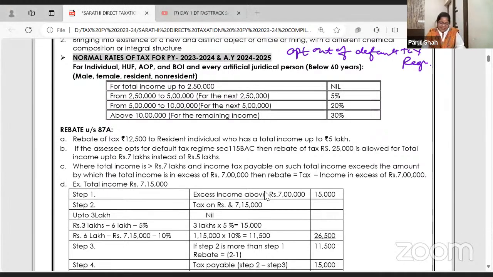Thank you for waiting. Let us begin with the normal tax rates, which you already know, so that we can best compare them with the default tax regime, and then we will solve a question also. Up to 2,50,000 for individual, HUF, AOP, BOI, AJP, all, up to 60 years: up to 2,50,000 nil. 2.5 to 5 lakh, 5%. 5 lakh to 10 lakh, 20%. Above 10 lakh, 30%.